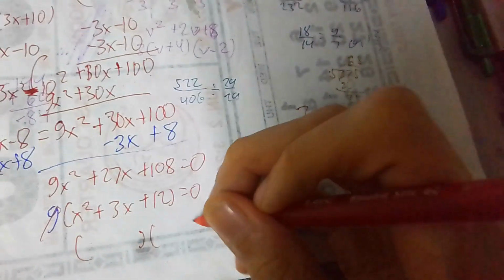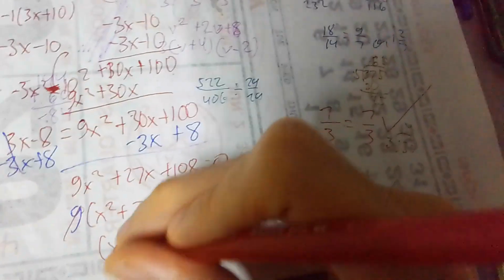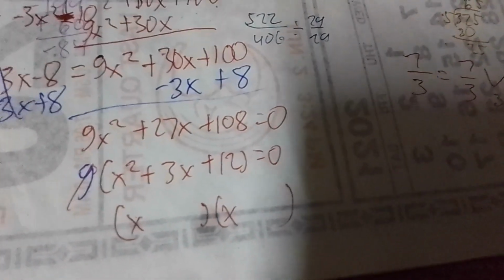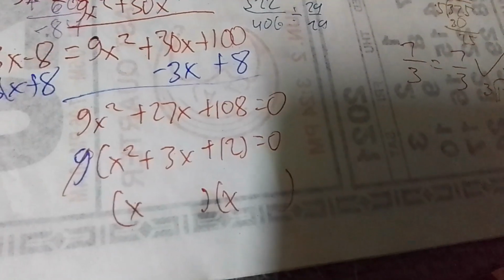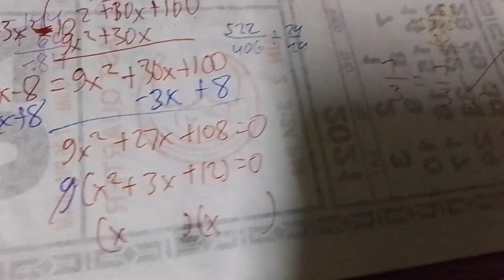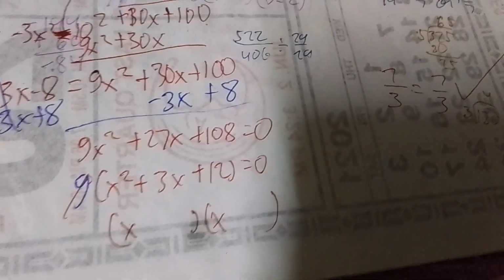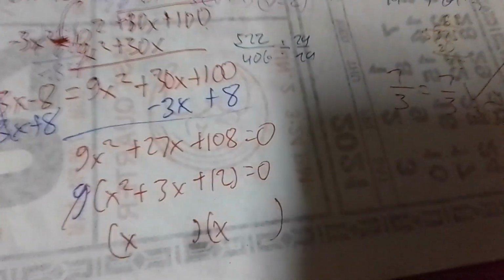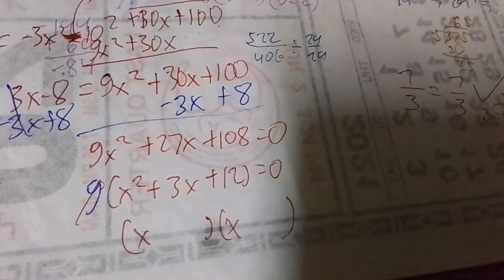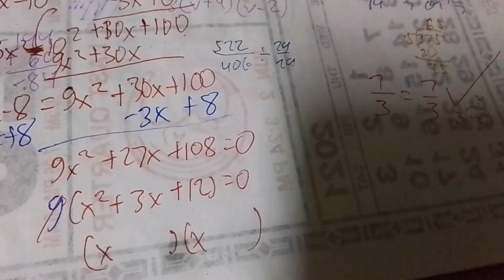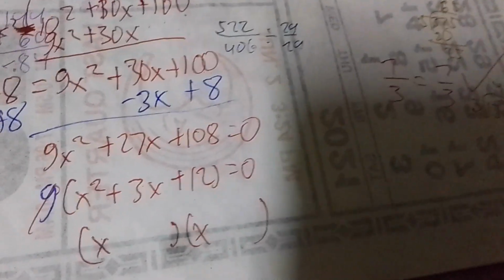Yeah, that's right. We have to put x's here. What two numbers can you multiply together and then add to give you positive 3? Di ba? So yan. 4 times 3 equals 12. That can be done. Yes, that can be. But do you think it adds up to 3? No, it can't. So hindi pwede.